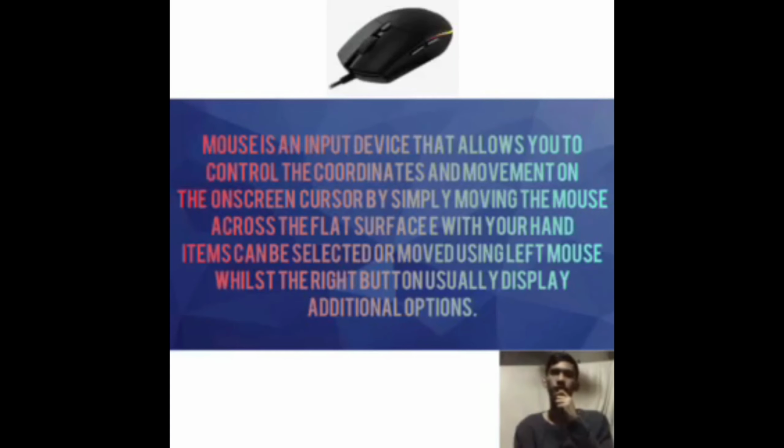The second example of an input device is a mouse. A mouse is an input device that allows you to control the coordinates and movements of the screen cursor or pointer. By simply moving your hand across a flat surface, items can be selected or moved using the left mouse button, whilst the right button usually displays additional options.